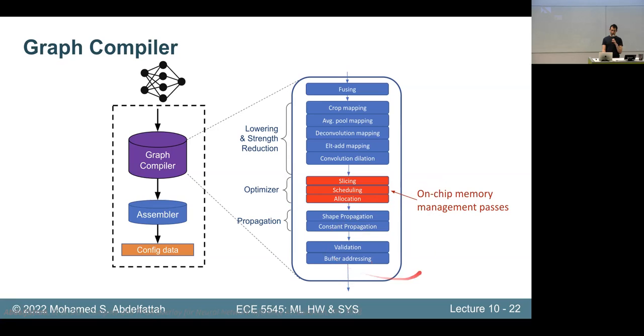And then the rest of it is again housekeeping: addressing, computing the right address to read from, shape propagation and constant propagation, just making sure constants translate into no-ops and they are just folded into your computation, and things like that.